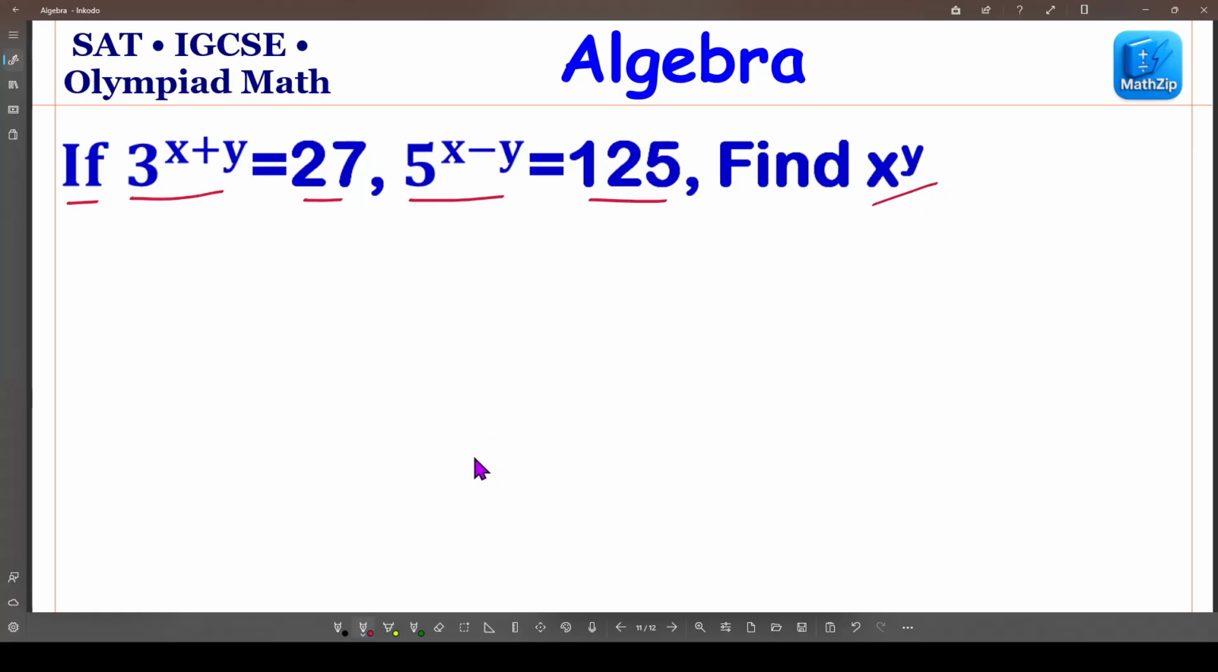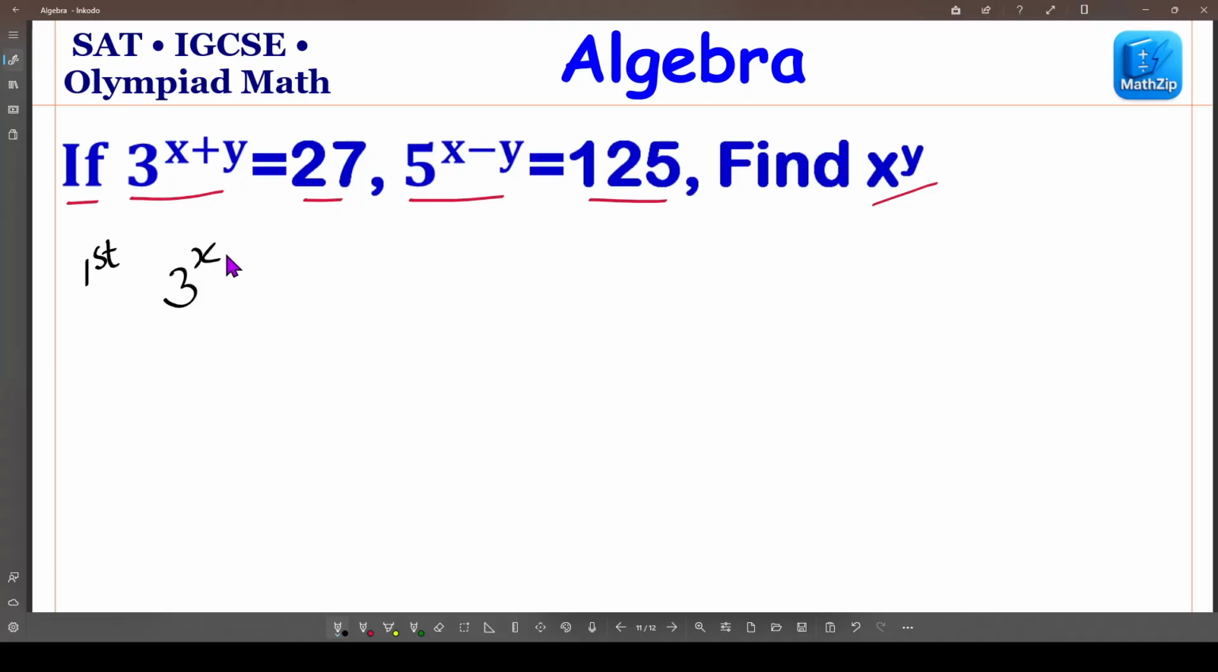These types of questions are very important for SAT, IGCSE and Math Olympiad, and also any kind of competitive examination. Let's start. We have to find out the value of x and y. That's why first we try to solve this one step by step.